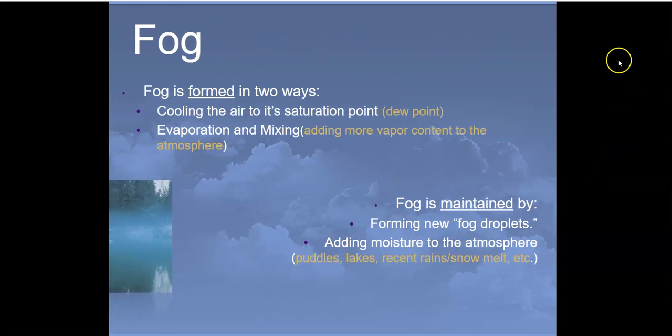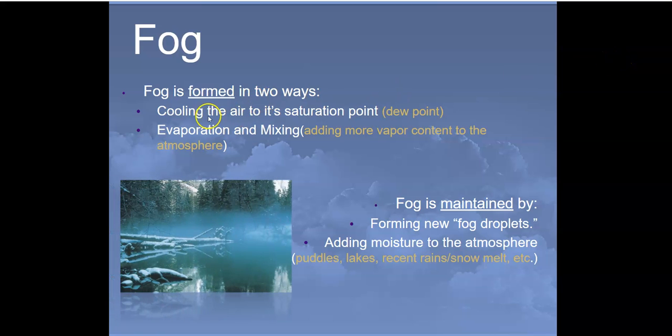Fog is formed in two ways. The first, cooling the air to its saturation point, or that dew point, and then evaporation and mixing occur, so there's more vapor content to the atmosphere. Fog is maintained by forming new fog droplets and adding moisture to the atmosphere.